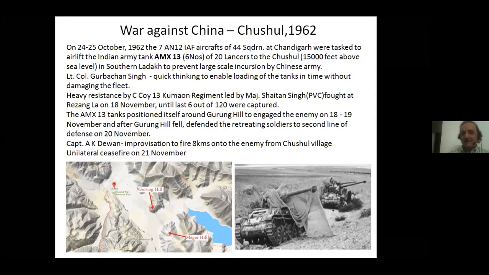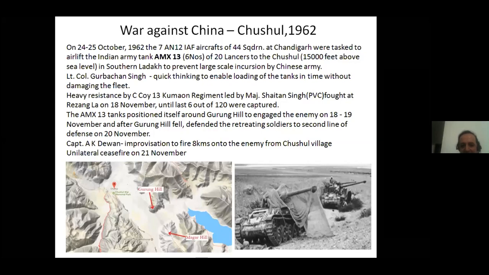The plan is, let's take this tank, transport it in the aircraft, go to Chushul Valley, and then support and block. If you look at the map here, there is every reason that the Chinese can come in through this gap between Gurung Hill and Magar Hill. So it's armor transportable here.